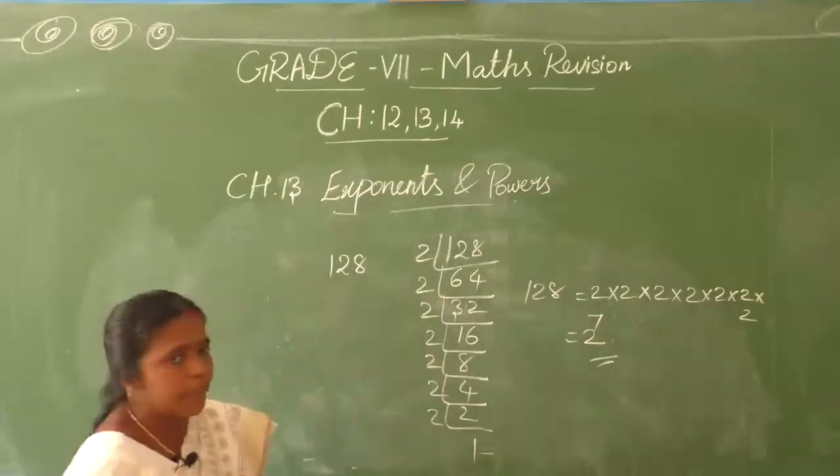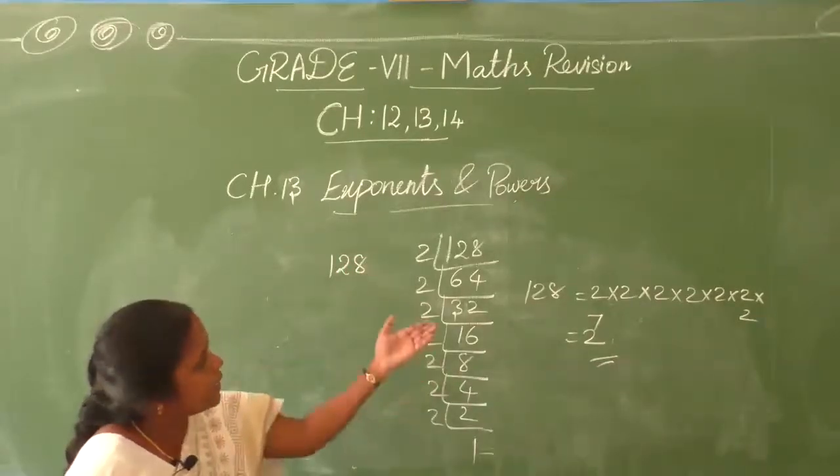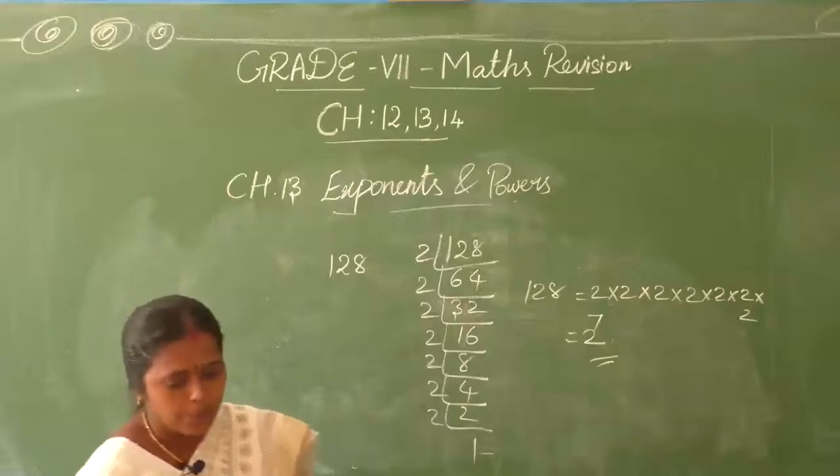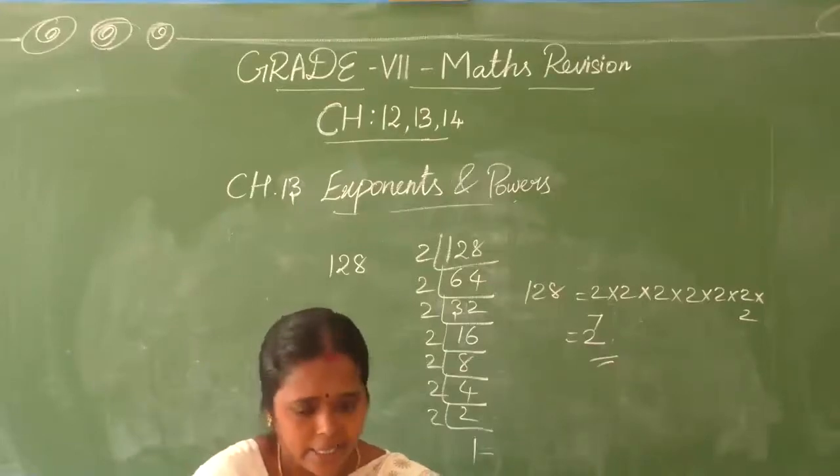Just a 3-digit number I took. I found prime factors for that and then wrote it in exponential form. This is a procedure. So like this you try. Then comparison of exponential numbers given, which is greater than that, like that given.